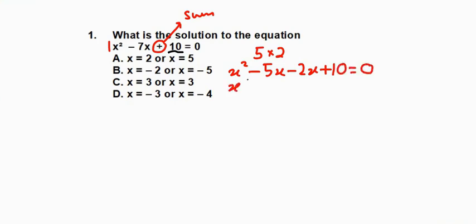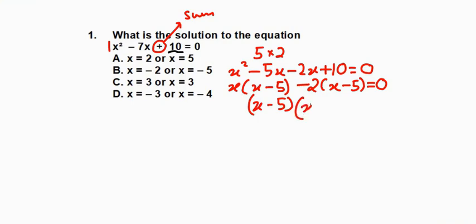Now, we can take x common from here: x into (x minus 5) minus 2 into (x minus 5) is equal to 0. So we can take x minus 5 common. Then in the first term, we'll have x, and in the second term, minus 2, is equal to 0. That means either x minus 5 is 0 or x minus 2 is 0.